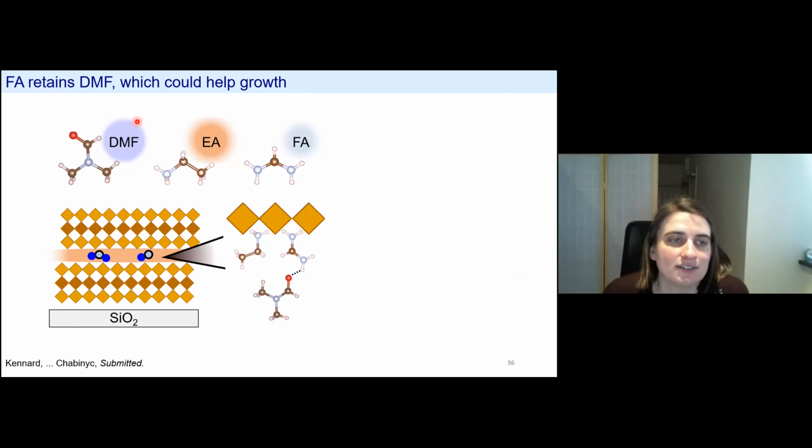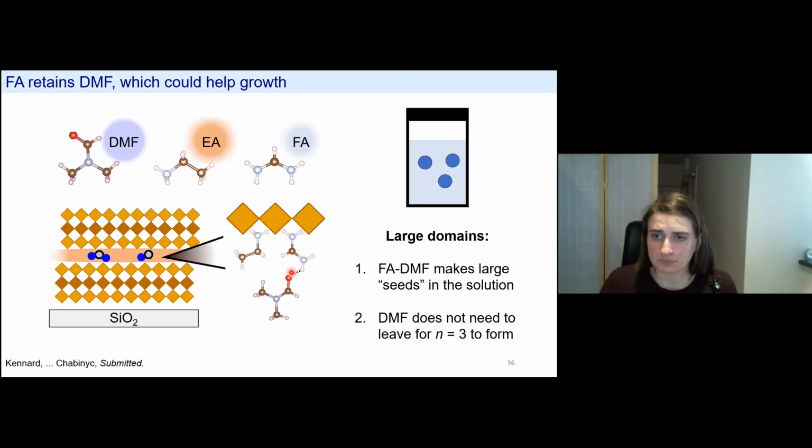And we found actually residual solvent DMF that is contained in these thin films when formamidinium is there. There is literature on other perovskite compounds that reports that the extra nitrogen group of formamidinium can have this kind of hydrogen bonding with the carbonyl. And we think that this could be helping the growth in various ways. For example, formamidinium and DMF could be complexing in the precursor solution to make these really large seeds. And the formation of large seeds in the field is known to correlate with the formation of very large domains.